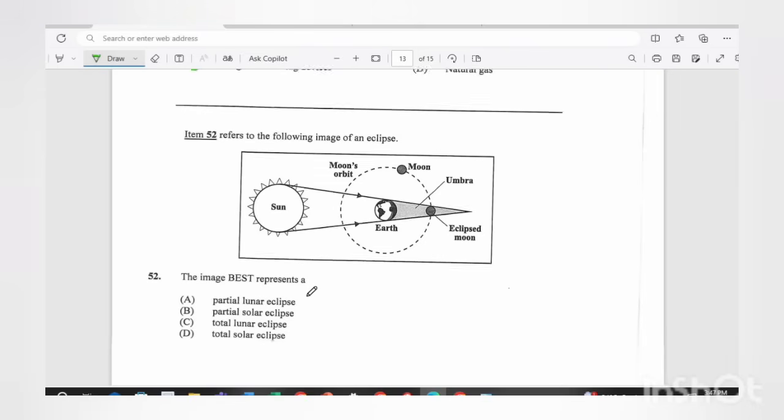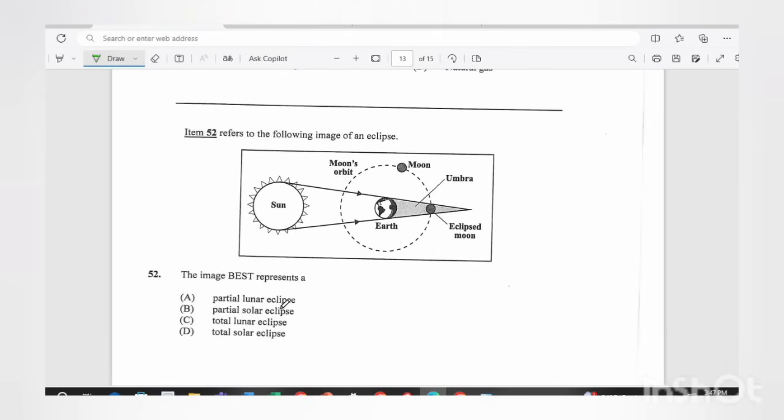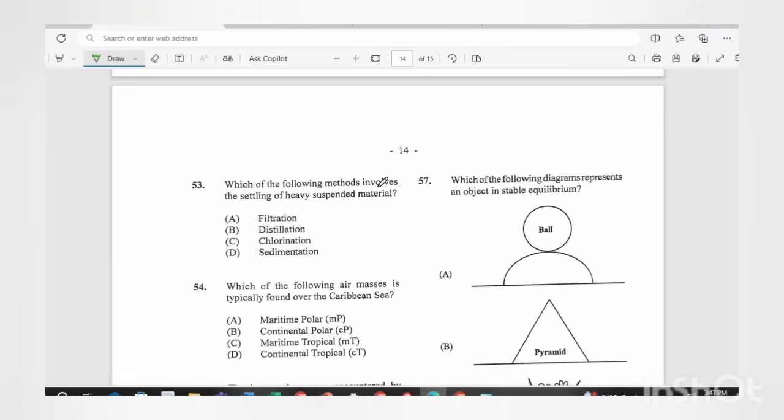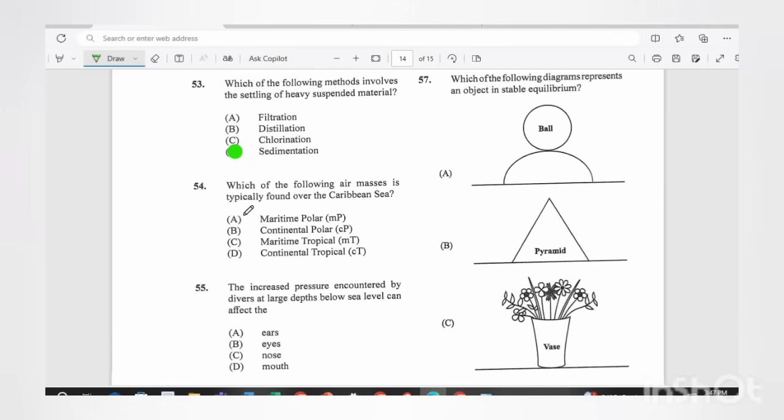Question 52. When you look at this image, the answer there would be C, a total lunar eclipse. Question 53. Which of the following methods involves the settling of heavy suspended material? Is it A, filtration, B, distillation, C, chlorination, or D, sedimentation? The answer there is D, sedimentation.